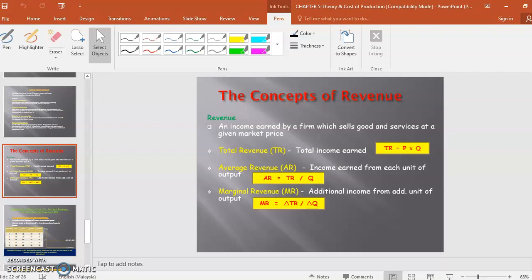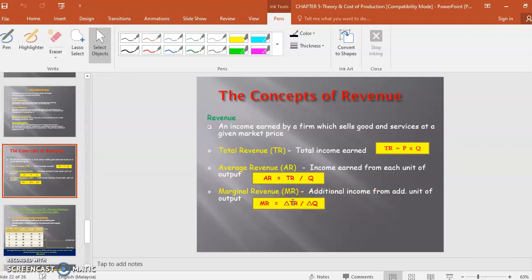Okay, what is meant by total revenue? Total revenue equals total income ataupun P times Q lah, price times quantity. Contohnya kita jual nasi lemak harga dia RM1. Okay, quantity dia 100. So you punya revenue is RM100 lah. Average revenue is income earned from each unit of output, AR equals TR over Q, and marginal revenue is additional income from additional unit of output. Okay, bila ada tambahan quantity akan ada tambahan pada TR.